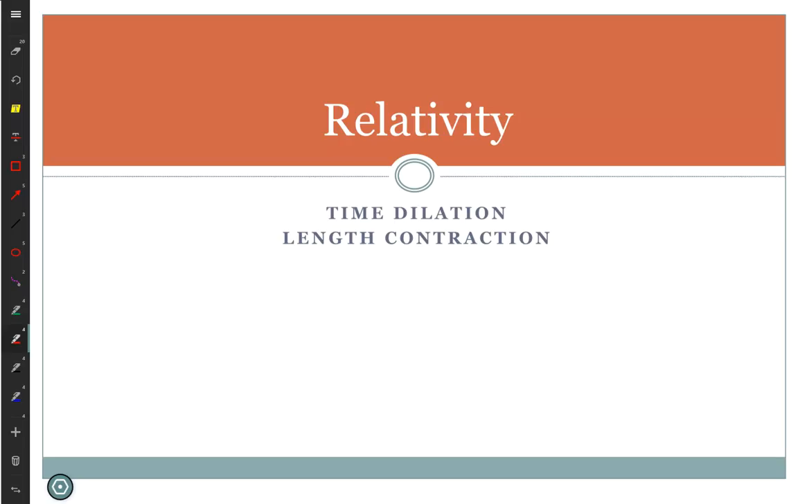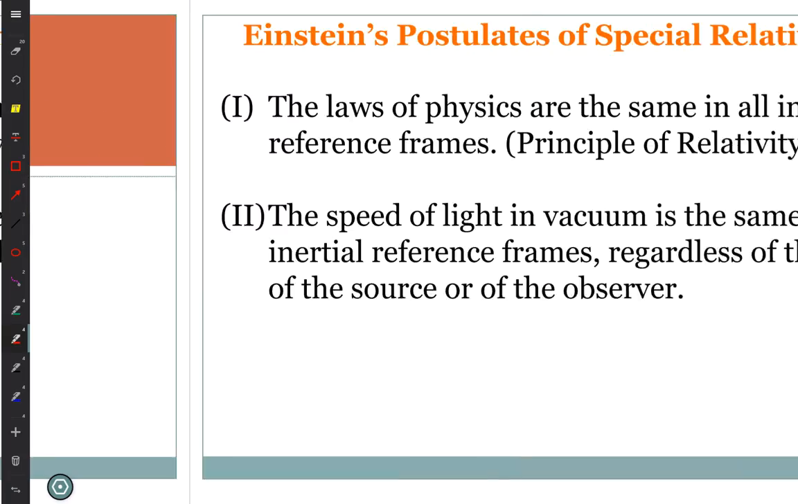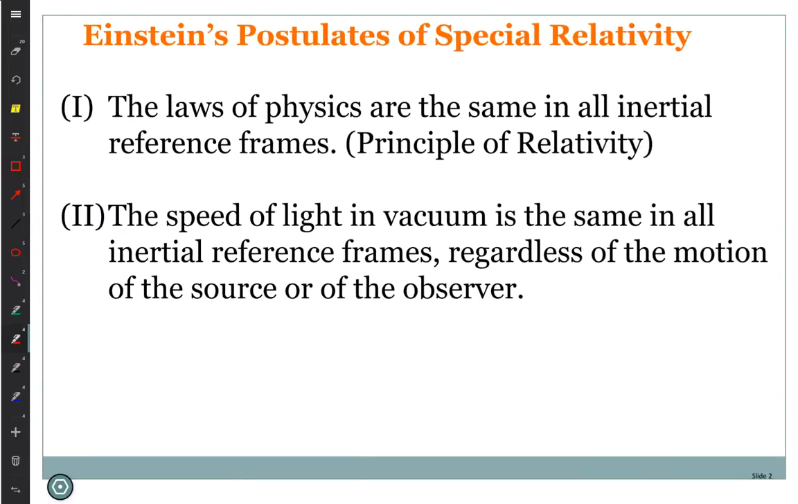Okay, it's time to continue with relativity. So last class period, I introduced the principles of relativity, which were, or postulates. The laws of physics are the same in all inertial reference frames. So it's very important that we understand what an inertial reference frame is. So, Nate, what's an inertial reference frame?